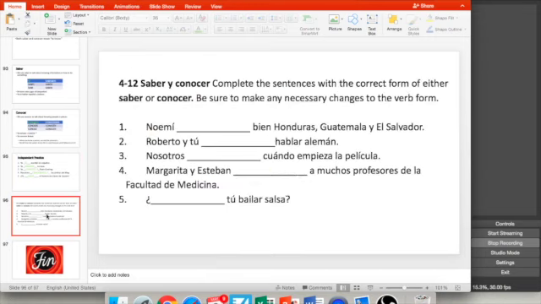All right. And our final activity, I actually stole this directly from my Spanish lab. Again, just more practice with saber and conocer. So if you feel good about it, you can stop listening. But if you need more practice, keep listening.